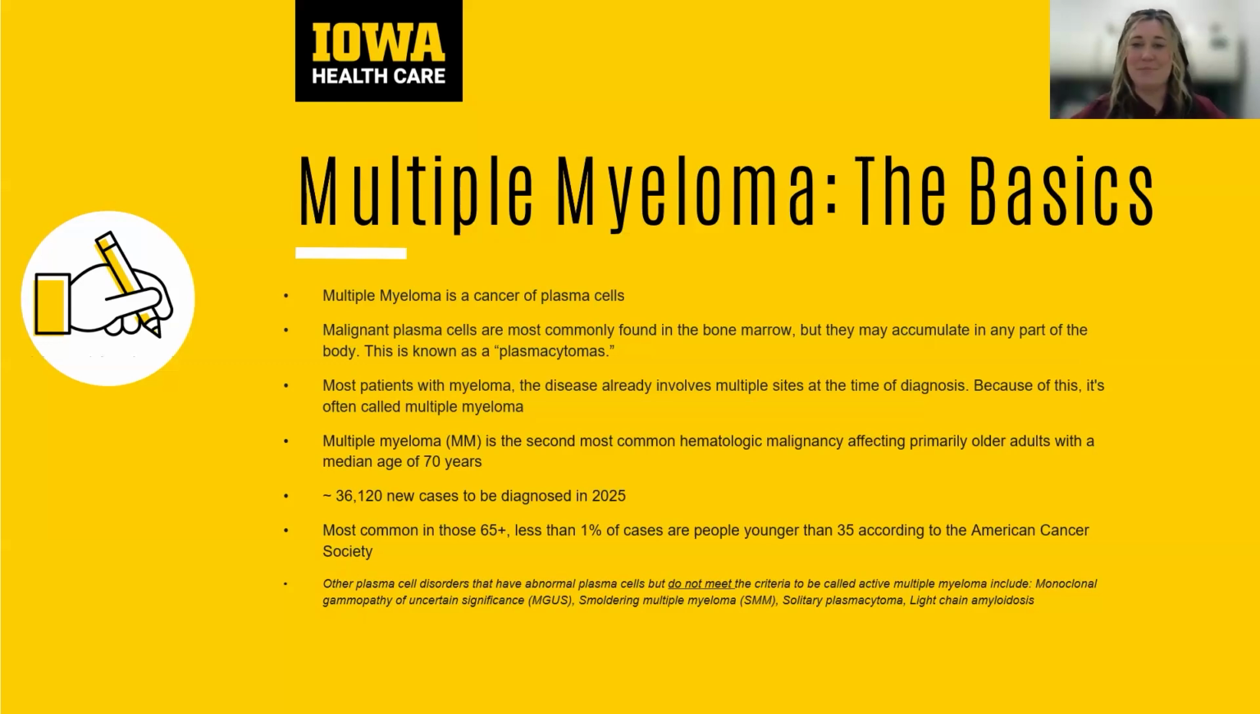So just to start, the basics of multiple myeloma. I'm assuming that most of you are well aware of what it is, but I just wanted to throw a couple things out there. Multiple myeloma is a cancer of the plasma cells. It's commonly found in the bone marrow, but it can accumulate in any part of the body. Most patients with myeloma, by the time they're diagnosed, it's already spread to multiple sites, which is why it's called multiple myeloma. The median age of diagnosis is about 70 years old. In 2025, there are going to be around 36,000 new cases diagnosed, which is quite a big number, especially for this type of cancer.